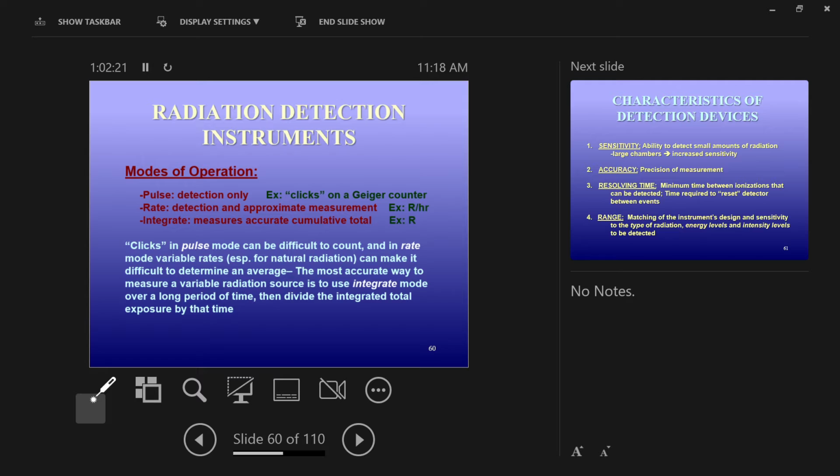Radiation detection instruments are many and varied. Some detect only what are called decay events, okay, such as pulsed detectors. This is showing modes of operation. Pulsed detectors, like a Geiger counter, would click every time it detects a decay event.